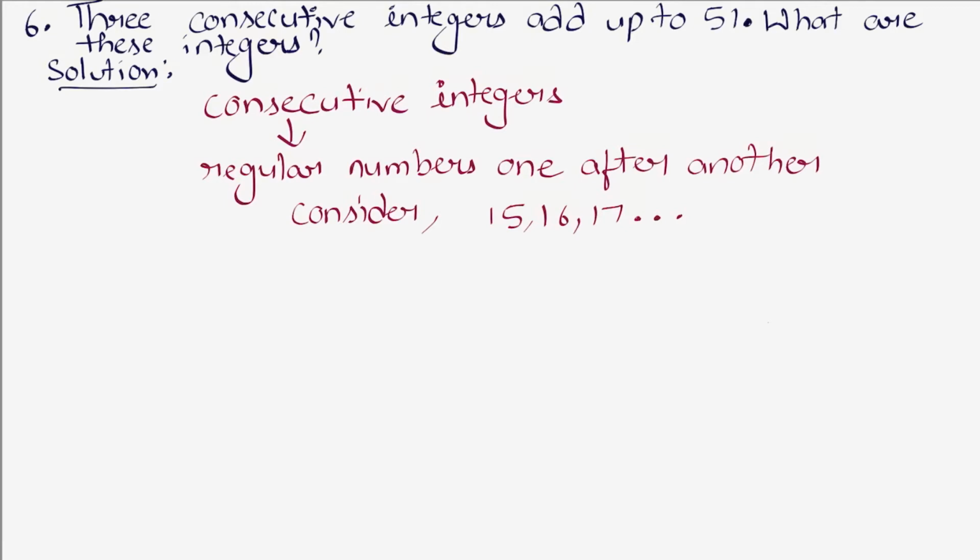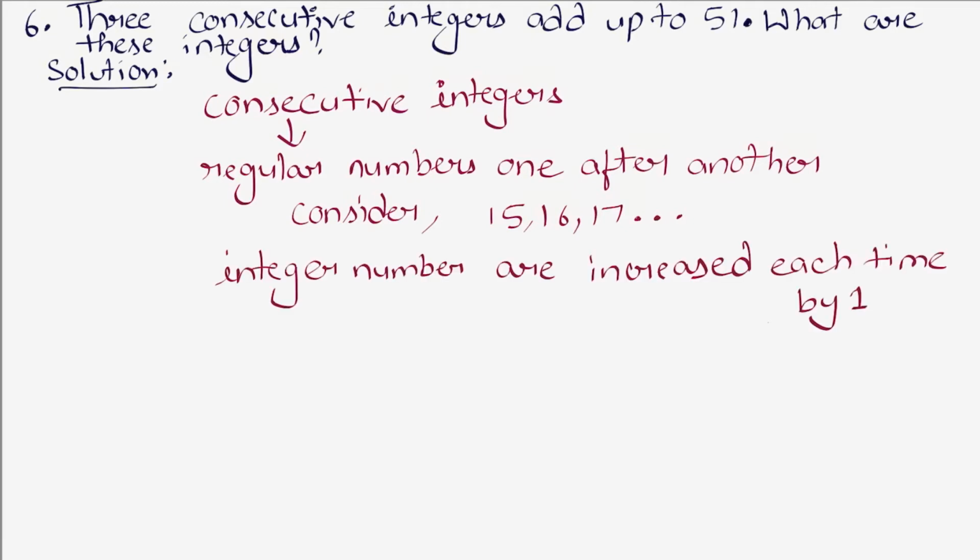Consecutive means what? If you are taking a random number, suppose in this case we are taking 15, then what are the next numbers to 15? We know that integers are numbers that each time increase by 1. So for the example 15, the next number, if you add 1 to 15, will become 16. If you add 1 to 16, it will become 17. So you can say that consecutive integers are numbers that each time are getting increased by 1.